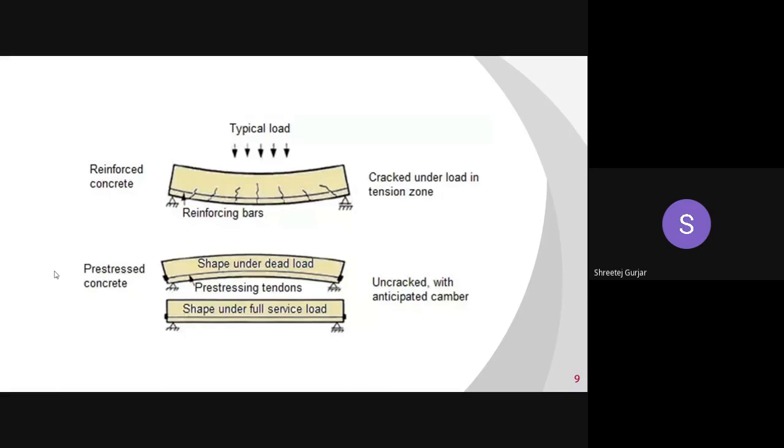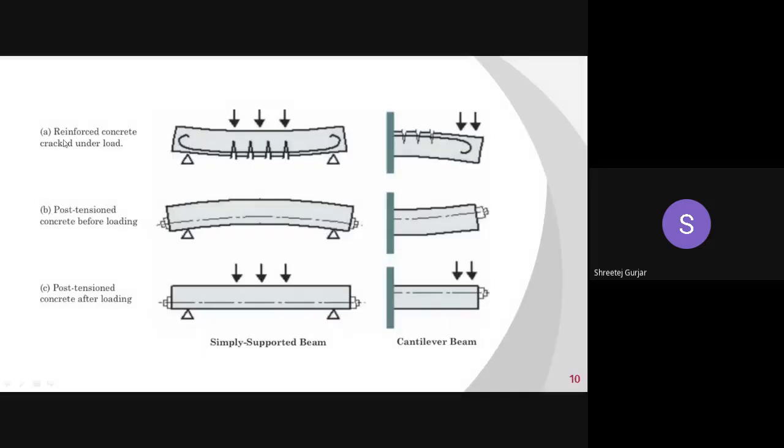So as it says, uncracked with anticipated camber. Okay, camber meaning that slope. So the first thing is explaining your first figure: the shape under a full service load is neutral. Okay, understood. And I'm coming to one more example.